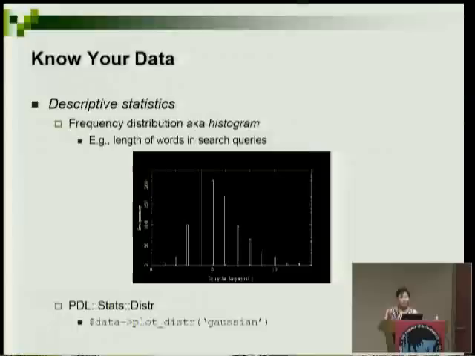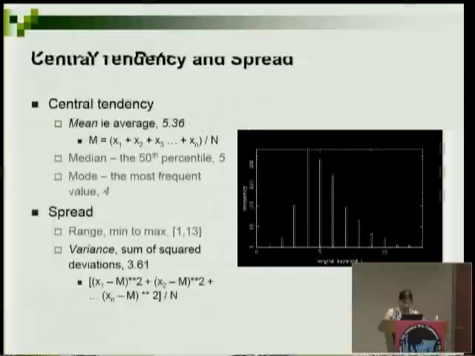There's a convenient little function in PDL stats called plot distri. It's optional, you can pass in a particular distribution name. You can look up which distributions it supports. It'll plot out a function of your data with a fit of the Gaussian line there. Or if you suspect your model is more of a log normal, you can pass in a log normal. It'll plot, so you can visualize how well it fits.